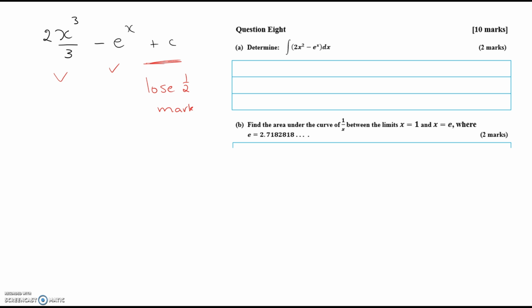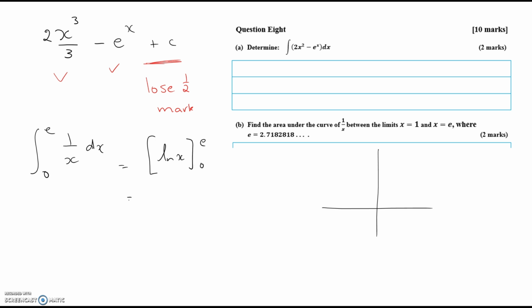The part B says find the area under the curve. Quick sketch would be in order to make sure that nothing is negative. Otherwise, then it's 0 to e of 1 over x. Using your tables, the integral of 1 over x is natural log of x, and you're going to do it between 0 and e. Plugging in the values, 1 minus 0 equals 1.